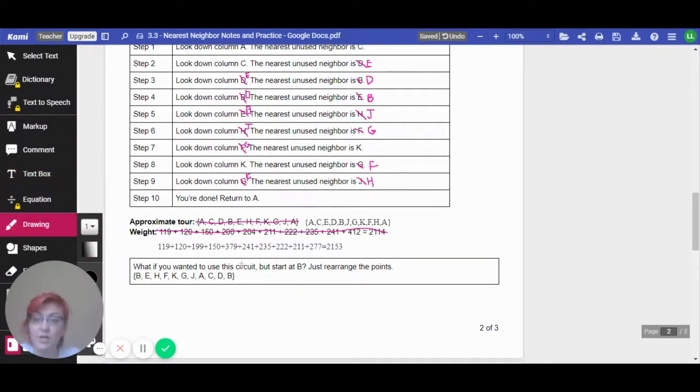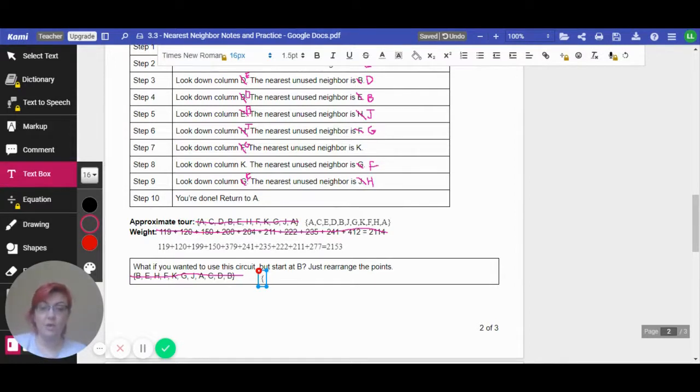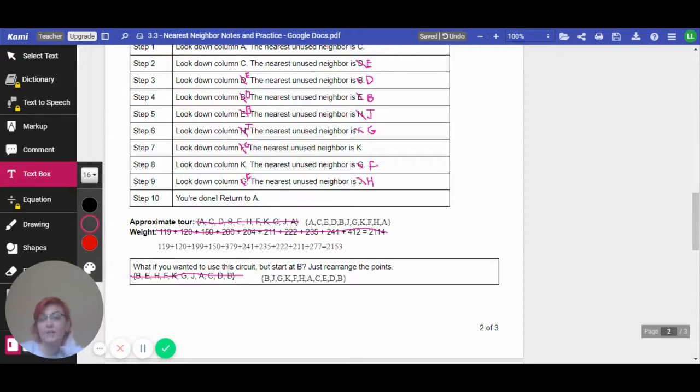All right, but what if I wanted that circuit to start at B? Well, we would not redo the algorithm because that's for the bad one. We would just rearrange the points. So I have to travel from B to either D or J. I'm going to go to J. Then I have to go to G, and then K, and then F, and then H, and then A, and then C, and then E, and then D, and finally back to B. And that's just writing it from a different reference point.